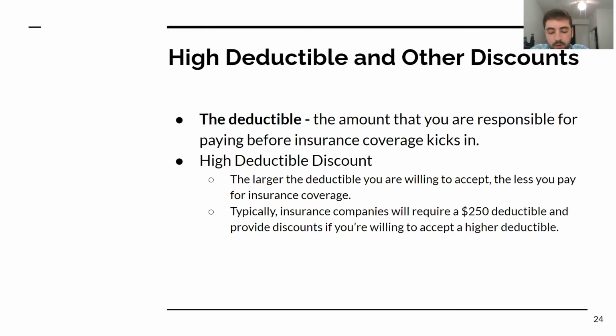Now that we know the components of homeowners insurance, we can discuss the discounts and savings that are available for it. The first of these is the high deductible discount. The deductible is the amount that you agree to pay before insurance coverage kicks in. The larger the deductible you are willing to accept, the less you pay for insurance coverage. Typically, insurance companies offer a $250 deductible and provide discounts if you're willing to accept a higher deductible. While this is a good option for savings, only take a higher deductible that you can afford.